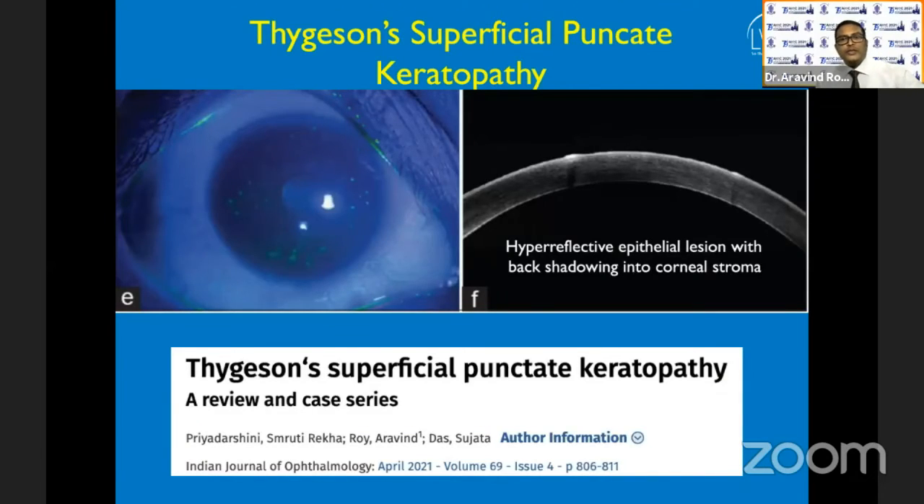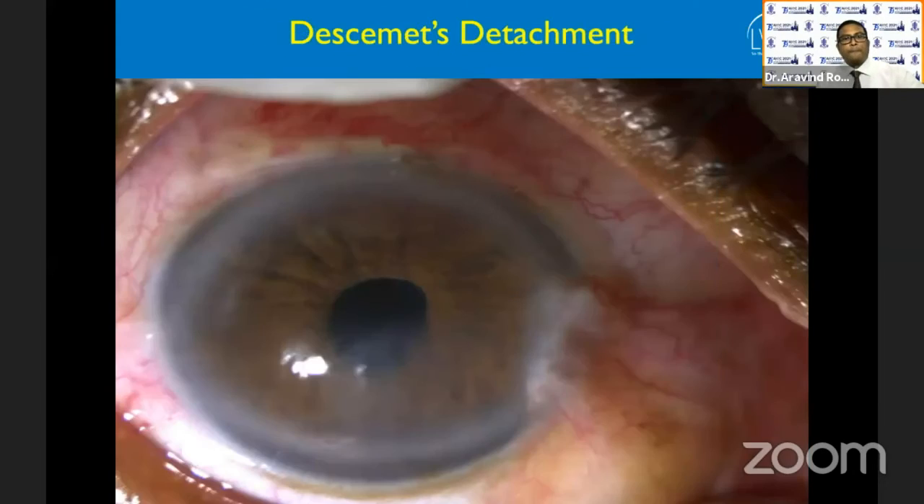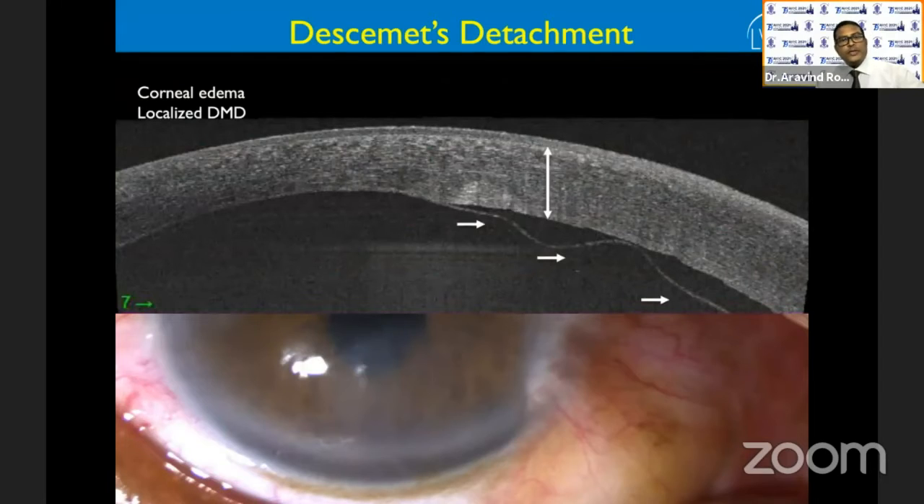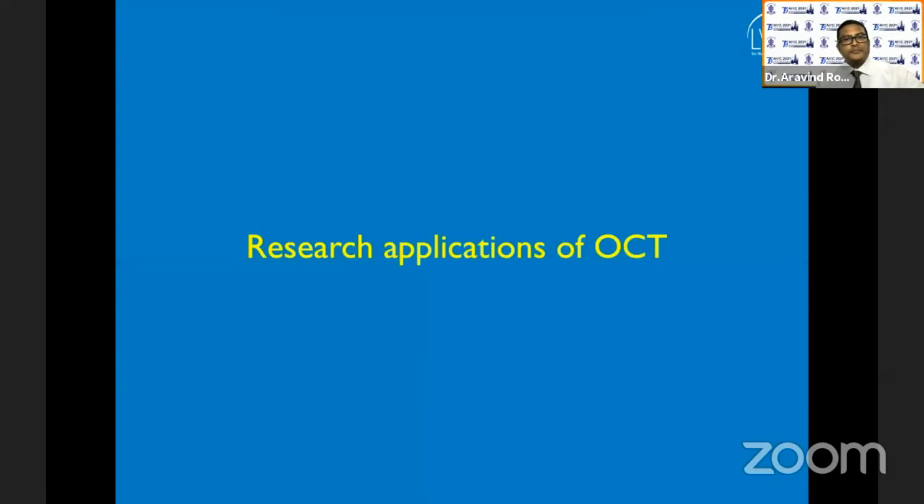Thygeson's usually shows hyperreflective epithelial lesions with backshadowing into the cornea. When there is a non-resolving corneal edema, there might be subtle localized Descemet detachment. This is useful in planning a descemetopexy.